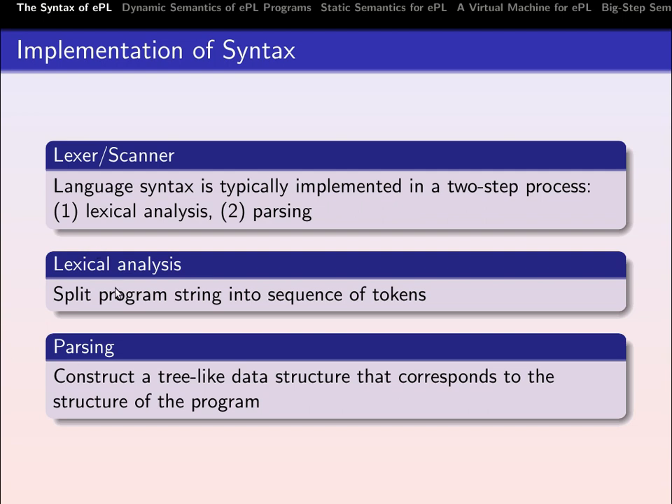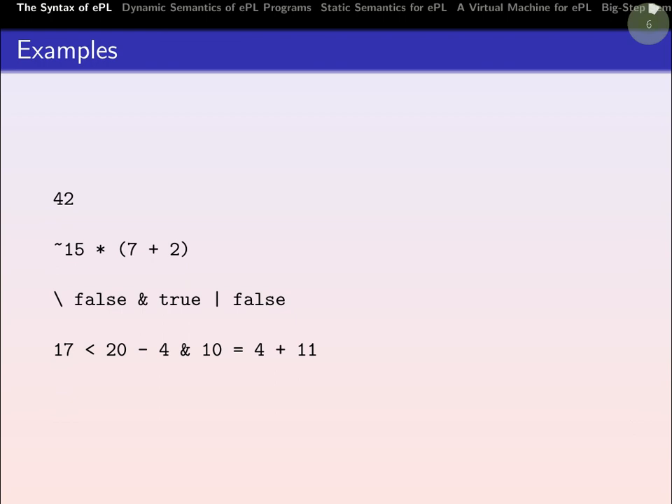This is what you see here. Split the program string into a sequence of tokens. Now the parser will take the sequence of tokens and turn them into a tree. What would be the tree, for instance, for this expression?